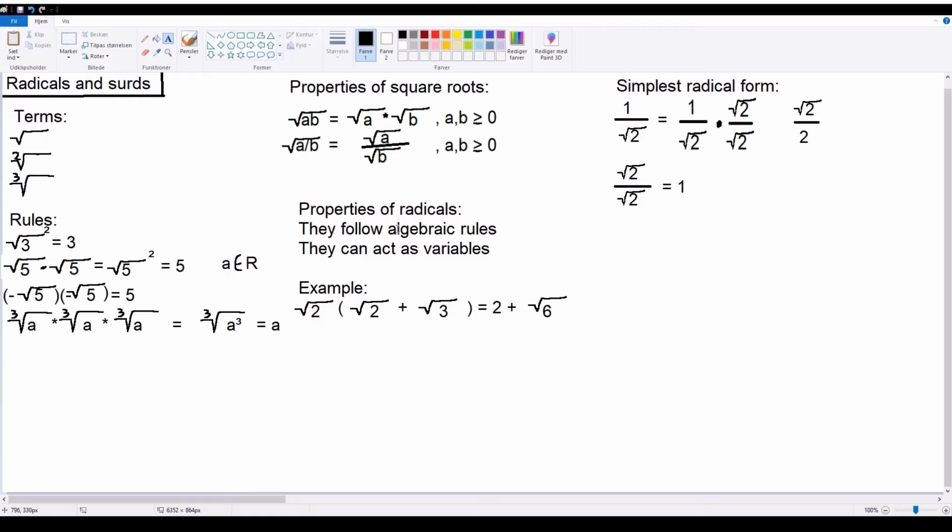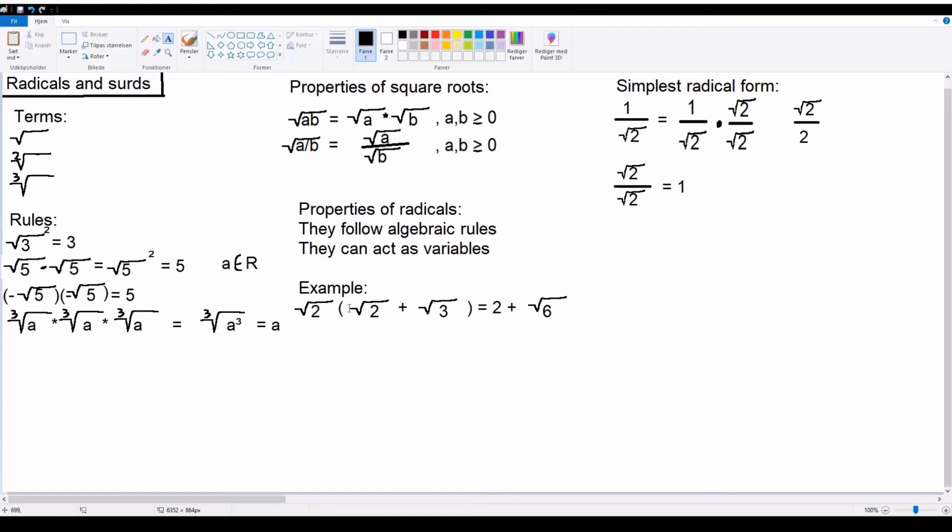The properties of radicals are they follow all the same algebraic rules like all other numbers, and they essentially just act as variables. So you can pretend that if you have an algebraic rule and you wish to use it, you can essentially just replace a with the square root of 2, like this one here. We're using the distribution rule, where you use the square root of 2 instead of a and the square root of 3 instead of c.